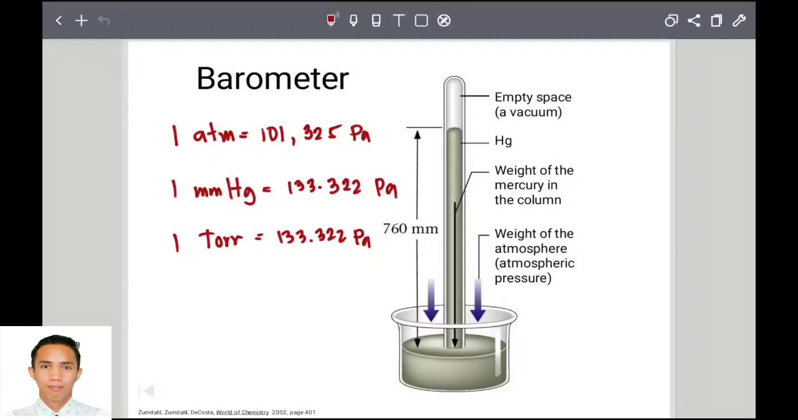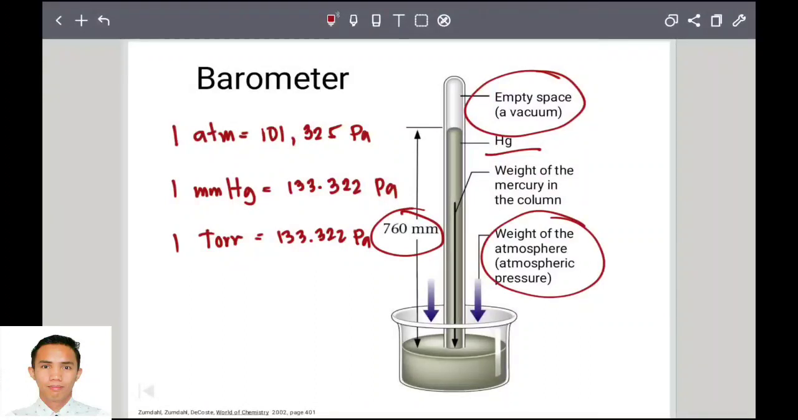Now let's proceed. Remember, 1 ATM or 1 atmospheric pressure is equivalent to 101,325 Pascal. And 1 millimeter of mercury is equivalent to 133.322 Pascal. And 1 torr equals 133.322 Pascal. Here we have an empty space, a vacuum, mercury, then the height, then the air pressure, which is the atmospheric pressure.